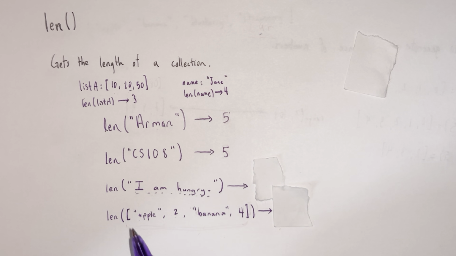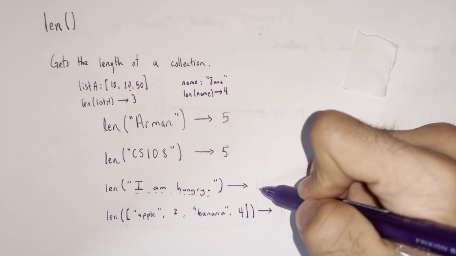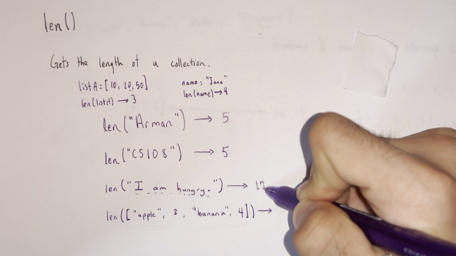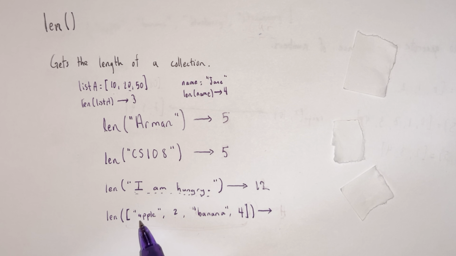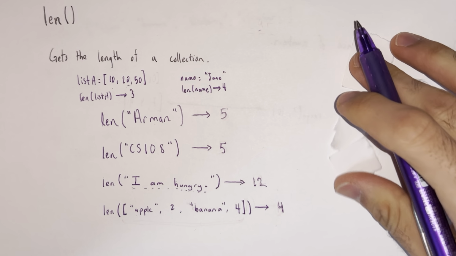So anyways, the length of this string, I am hungry, right? That's 1, 2, 3, 4, 5, 6, 7, 8, 9, 10, 11, 12 characters in I am hungry. So that's going to be 12. And the length of this list, apple, 2, banana, 4, that's 1, 2, 3, 4 items in the list. So that's going to give you 4.